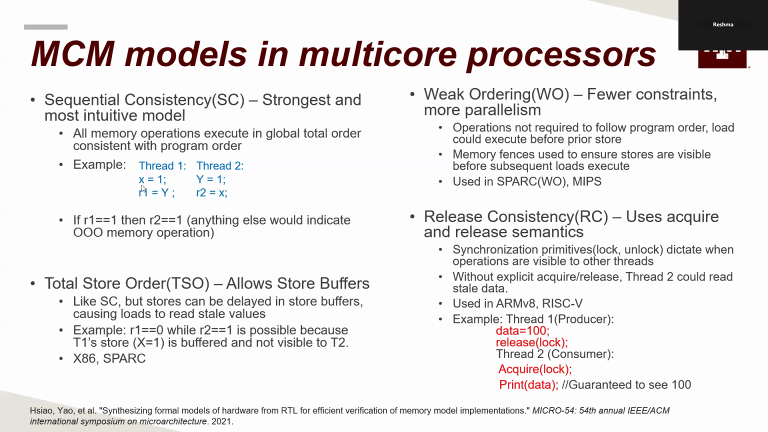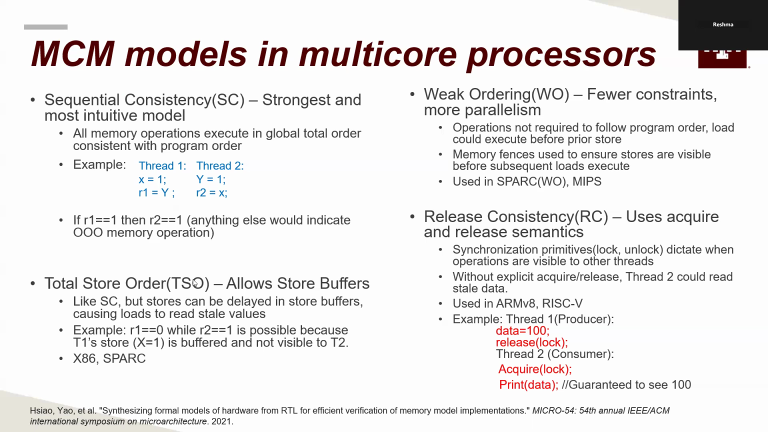If you look at this example where x equals 1, r1 equals y in thread 1, and y equals 1, r2 equals x in thread 2, violating this would indicate an out-of-order memory execution. So if r1 equals 1, then r2 equals 1 as well, because anything else would indicate an out-of-order execution, which is not allowed under sequential consistency. This is the simplest model. It is not really used in any real-world processor because of how simple it is.